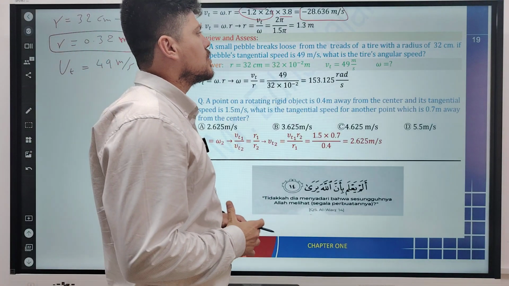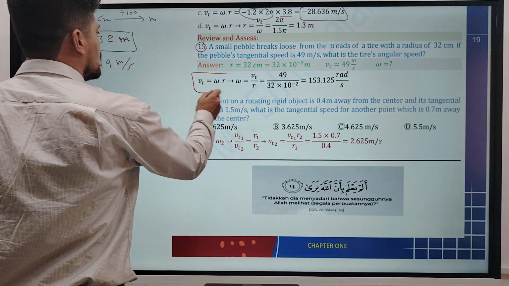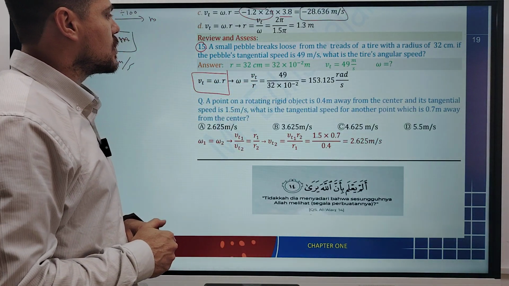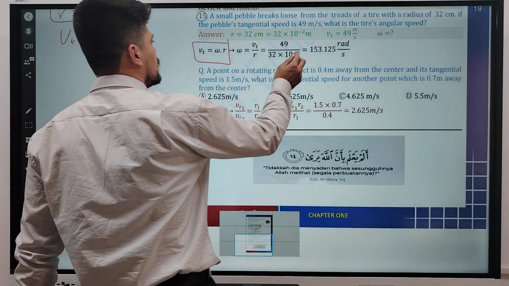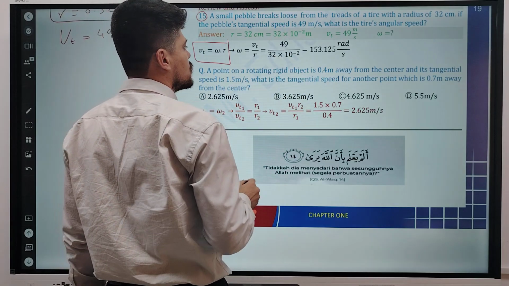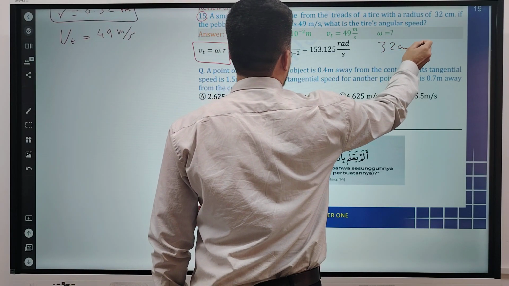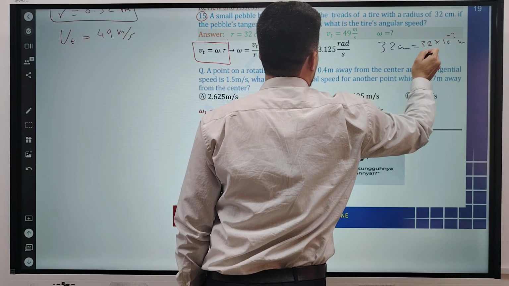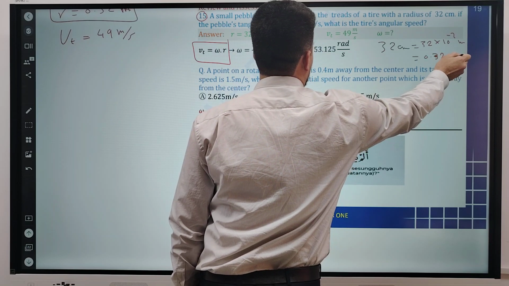What is the tire's angular speed? How can you find it? By using this relation and rearranging. It's too easy, which is equal to Vt over R. But you have to make sure you convert 32 centimeter to meter. 32 centimeter is equal to 32 times 10 power negative 2 meter, or you can write it as 0.32 meter, the same thing.